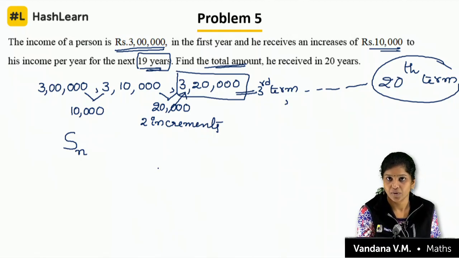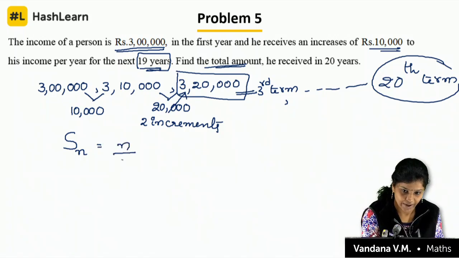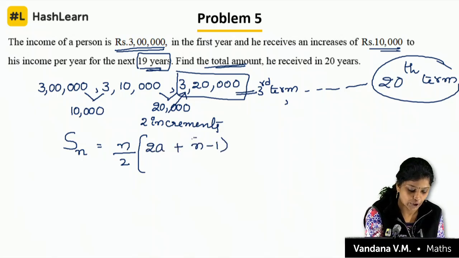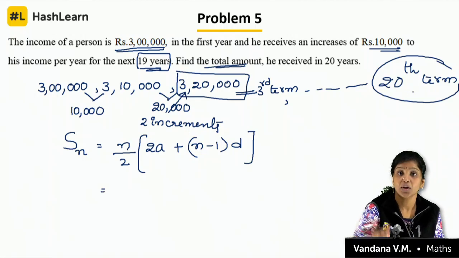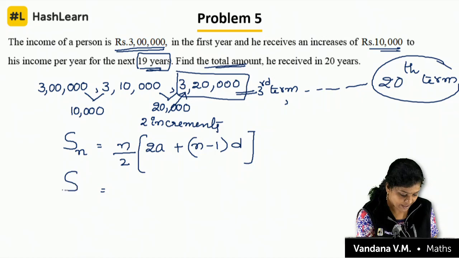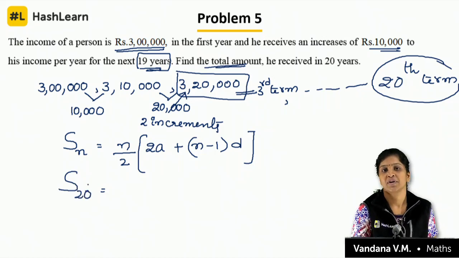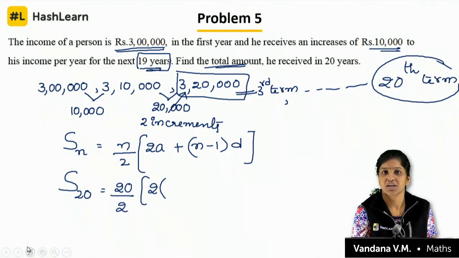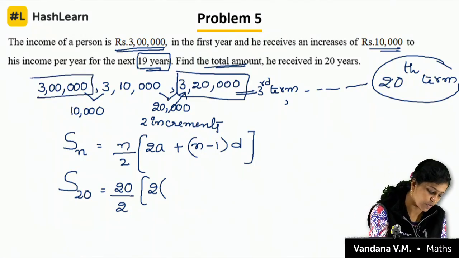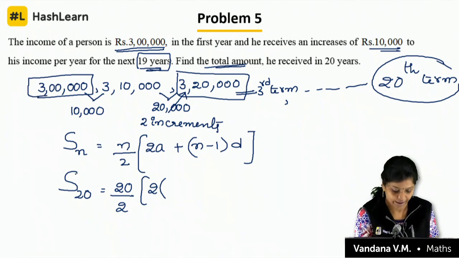I know the formula to find the sum of n terms. Sn is equal to n by 2 into 2a plus n minus 1 into d. How many terms do I have to find? Till the 20th term. So my n value is 20, the sum of 20 terms. Now, 20 divided by 2 into a. What is the a value? The first term is called the a value. What is your first term in the arithmetic progression? That is 3 lakhs.